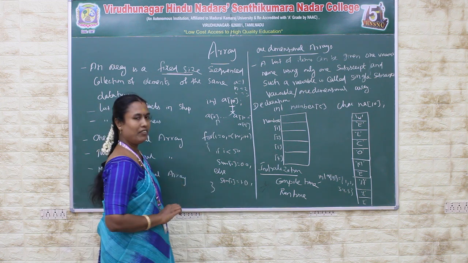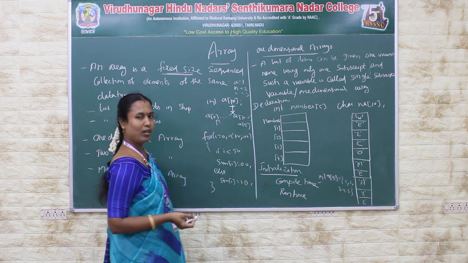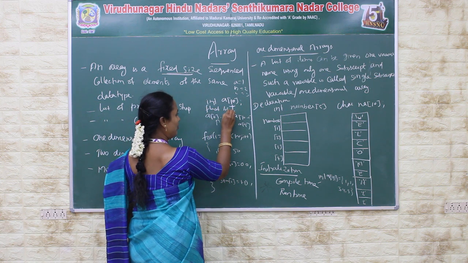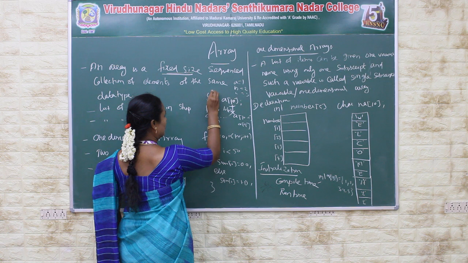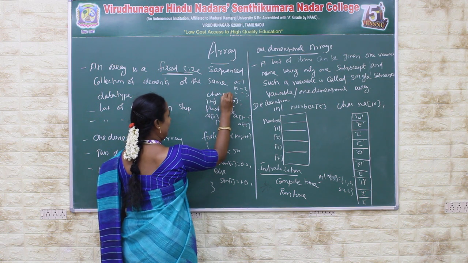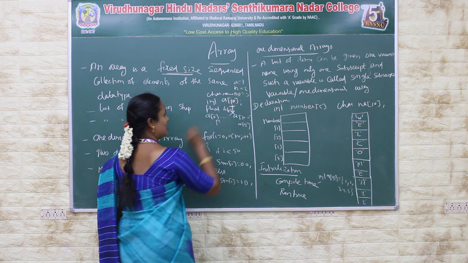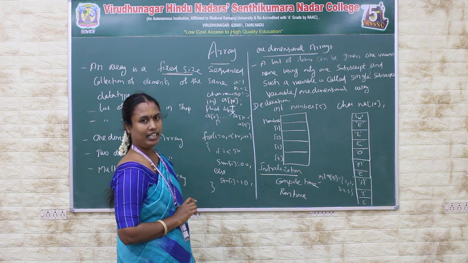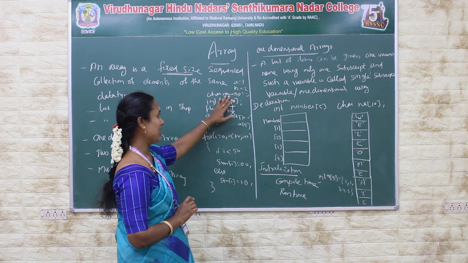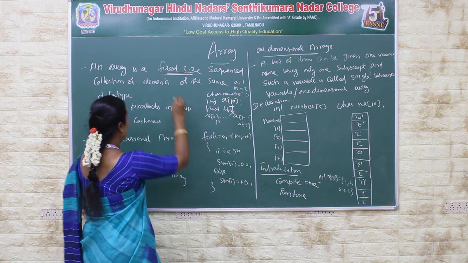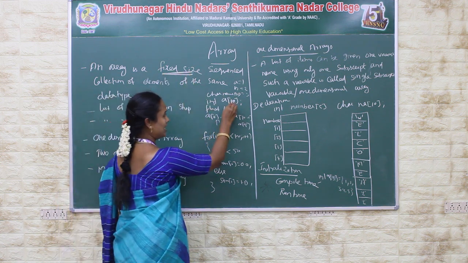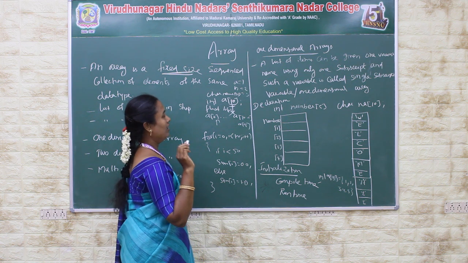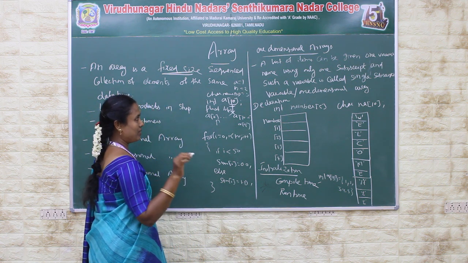Here is the example of an integer array. The same thing can be specified for a float array, and a character array is also possible. Character name of 10 stores 10 characters in the array named name. So fixed size means we specify the size of the array at the declaration itself, according to how many elements we need to store.